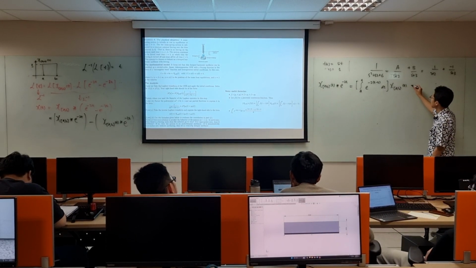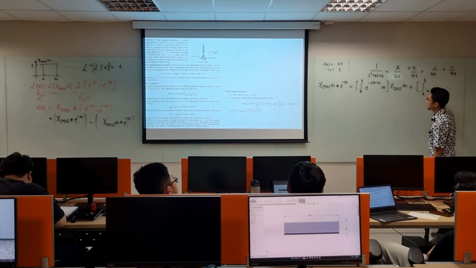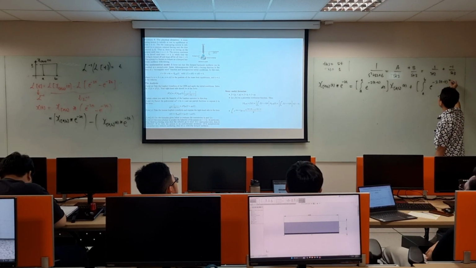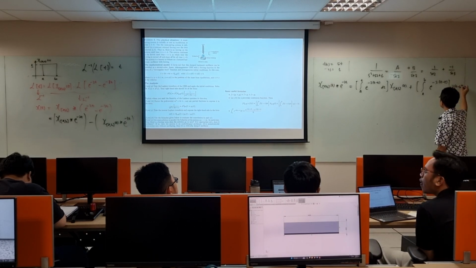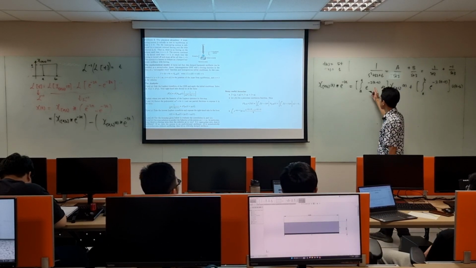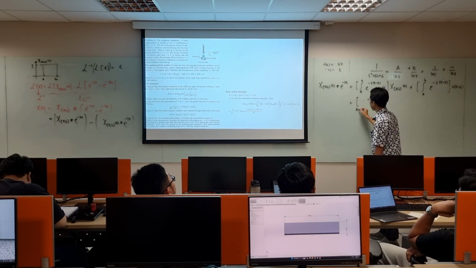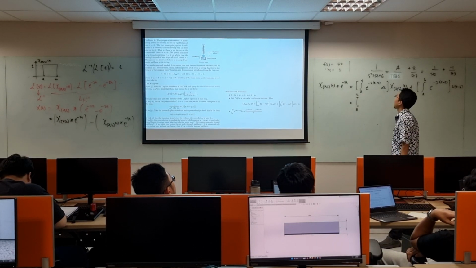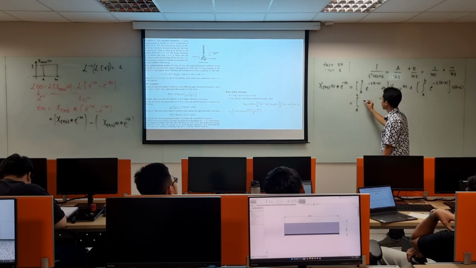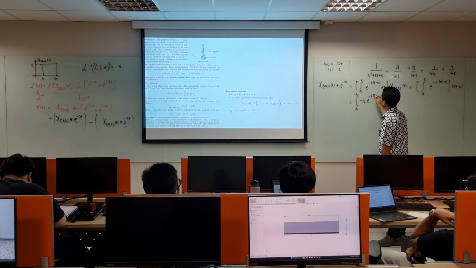And then plus the integral from A to B, and e minus 2(t minus tau), and this is u(t minus B). So what's the result of this integral? Minus half, okay. Minus half e minus 2(t minus tau).